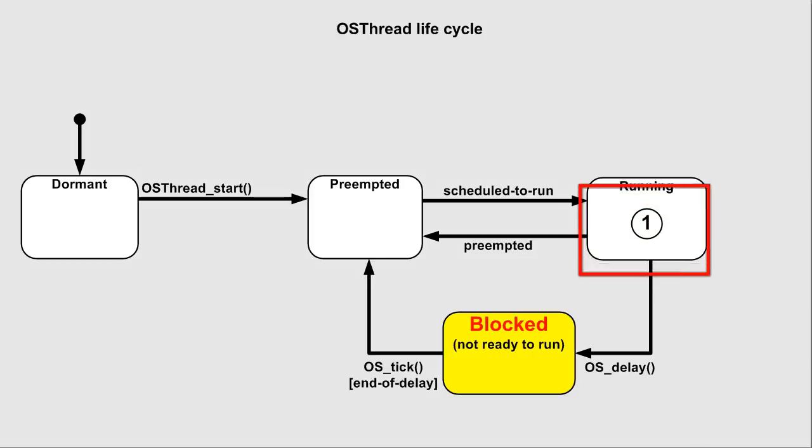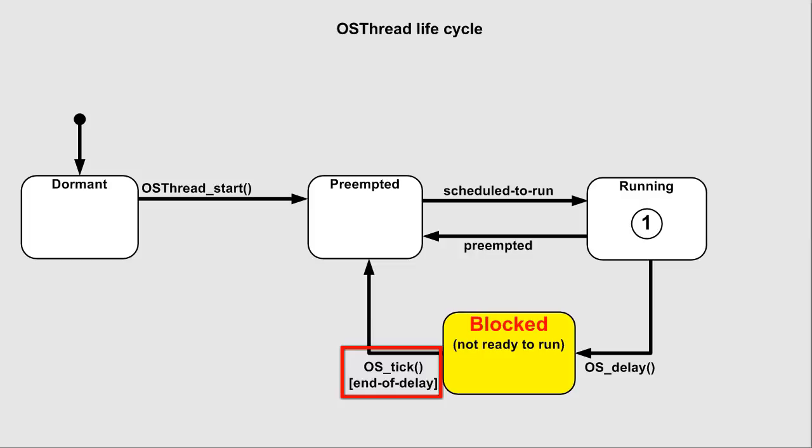But now a running thread can call the OS delay function, at which time it becomes blocked, meaning not ready to run. Now let's think for a minute about the transition out of the blocked state, which must happen at the end of the delay. This needs to be managed centrally for all threads by the RTOS, obviously, because a blocked thread cannot do anything and in particular cannot unblock itself.